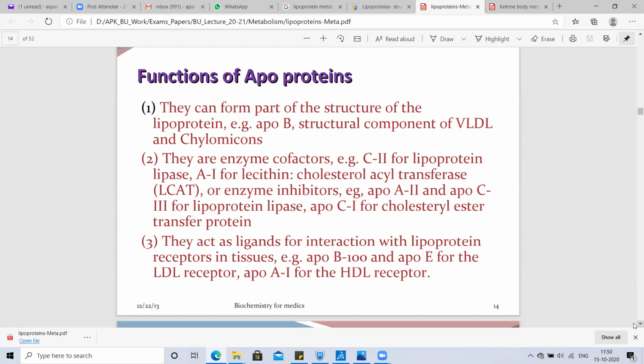They are enzyme cofactors. For example, C2 for lipoprotein lipase and A1 for lecithin. Lecithin, we discussed in yesterday's class. Another example is ApoA2 and ApoC3 for lipoprotein lipase, and ApoC1 for cholesterol ester transfer protein. They also act as ligands for interaction with lipoprotein receptors in tissues. For example, ApoB100 and ApoE for the LDL receptor, and ApoA1 for the HDL receptor.